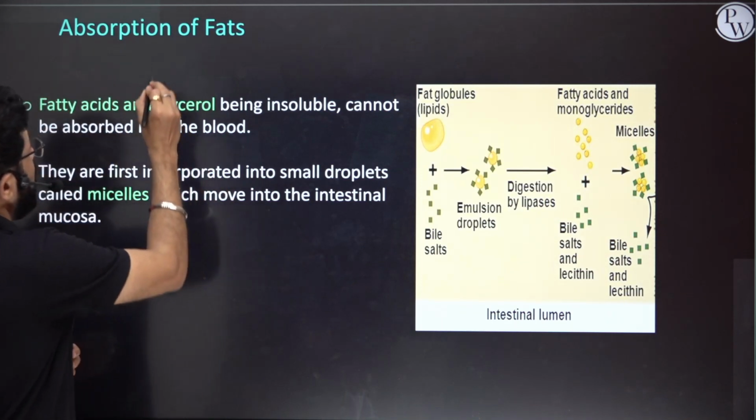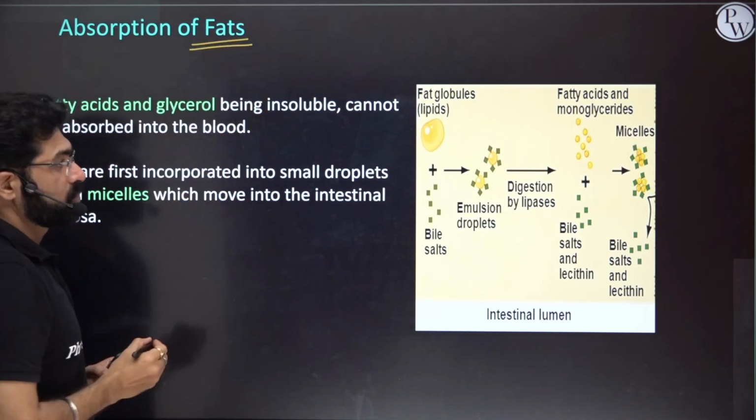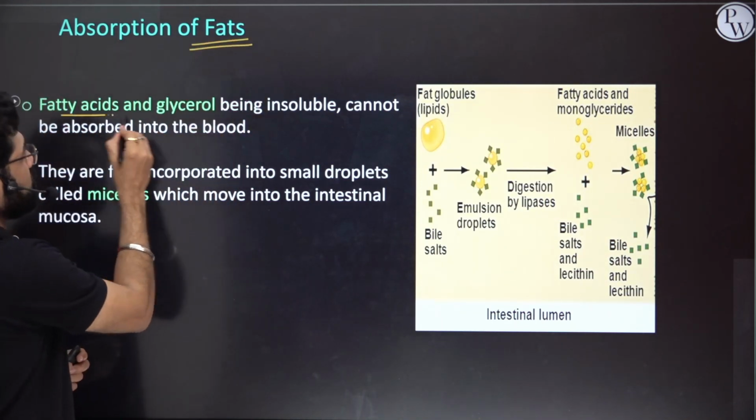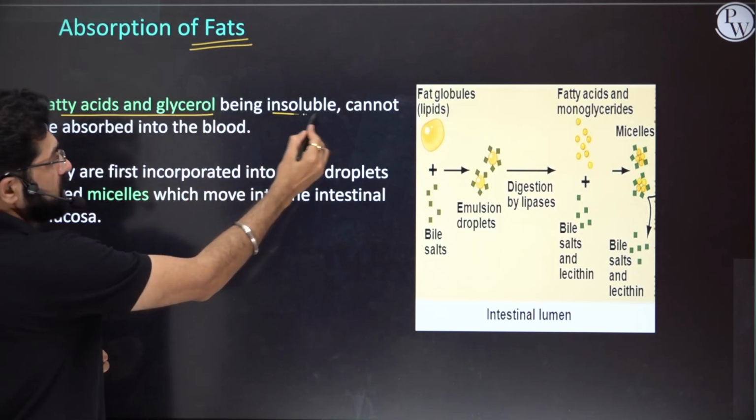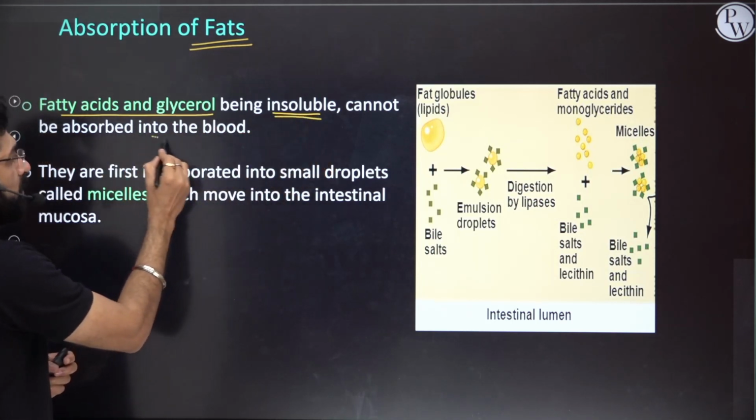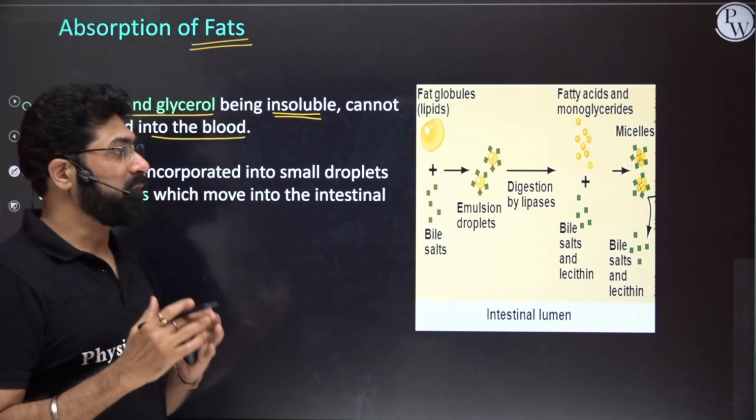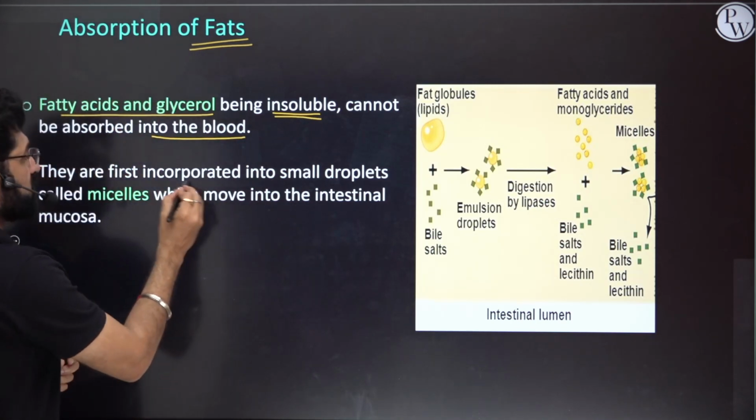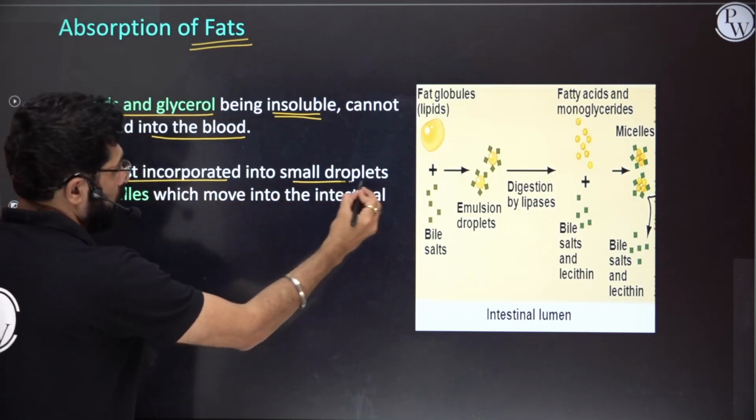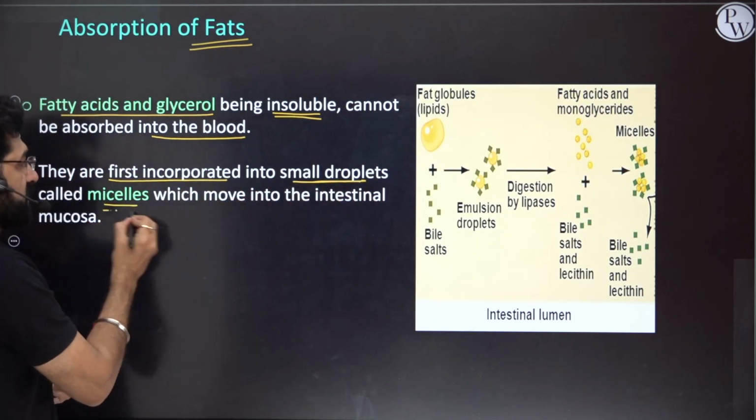Now comes the absorption of fats. Fatty acids and glycerol are insoluble in water, so they cannot be absorbed into the blood directly. So what should be done? They have to be emulsified. They are first incorporated into small droplets, which are called micelles.